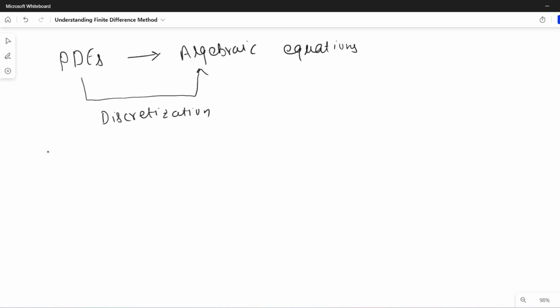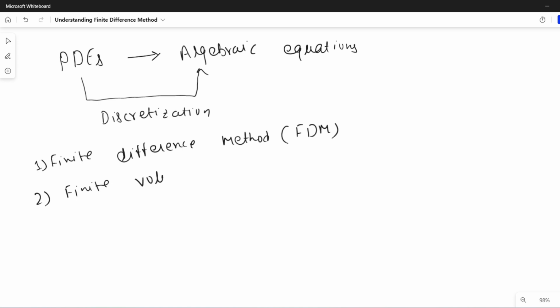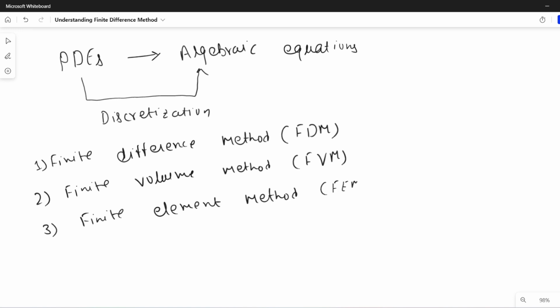And we have many different techniques available to us for discretizing a PDE into a set of algebraic equations, such as finite difference method, in short known as FDM. We have finite volume method, in short known as FVM. We have finite element method, in short known as FEM.